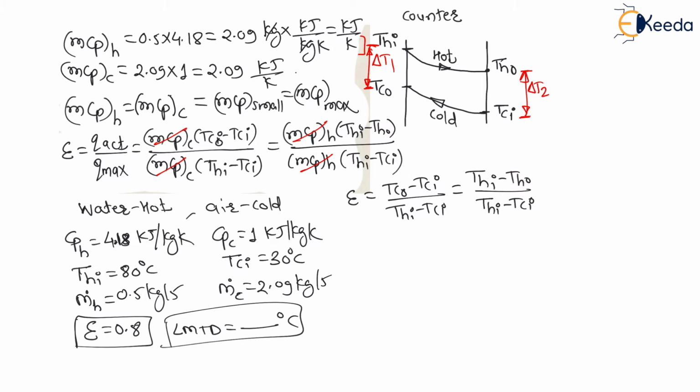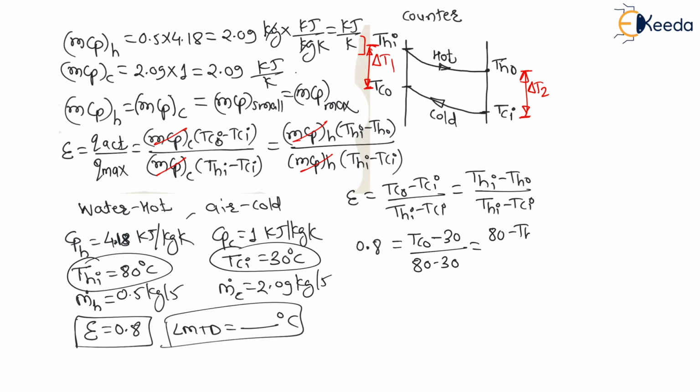Now let us put the values in this equation. Effectiveness is given as 0.8. TCO and THO are unknown, the rest of the temperatures are known. So 0.8 is equal to TCO minus TCI, where TCI is 30 degrees Celsius, divided by THI minus TCI, where THI is given as 80, so 80 minus 30. Similarly, 0.8 equals 80 minus THO, where THO is unknown, divided by 80 minus 30.